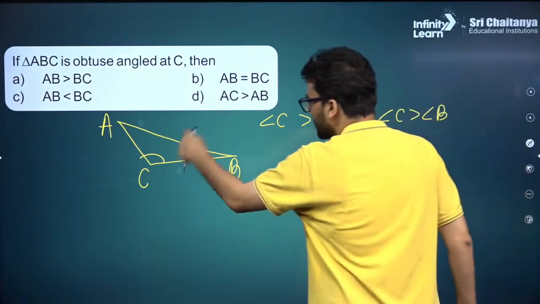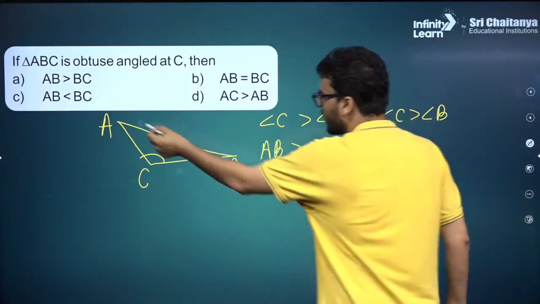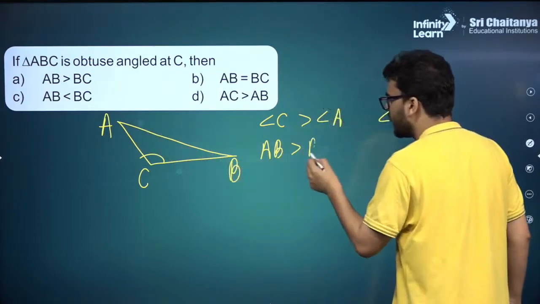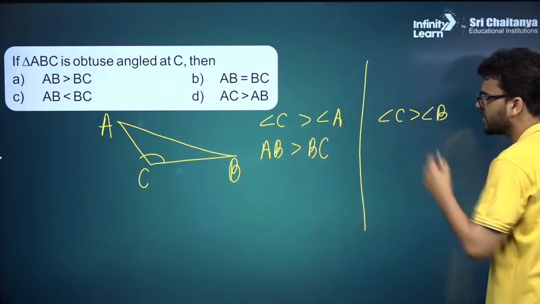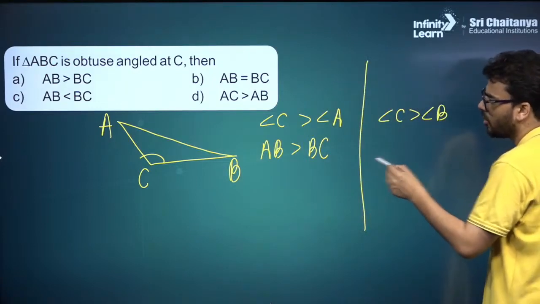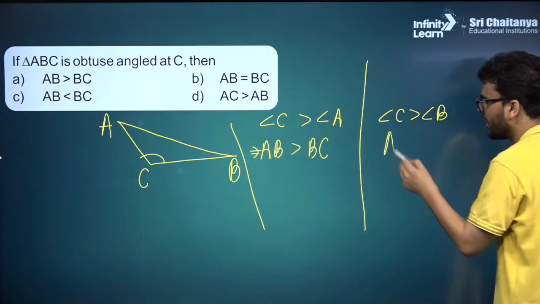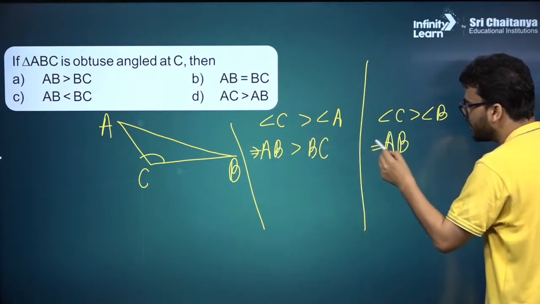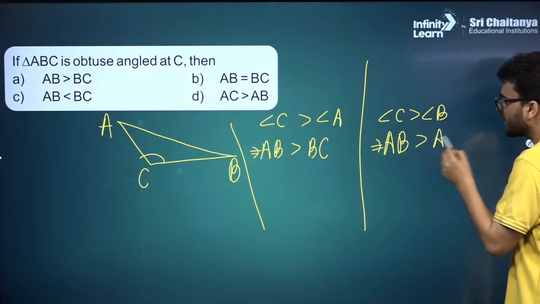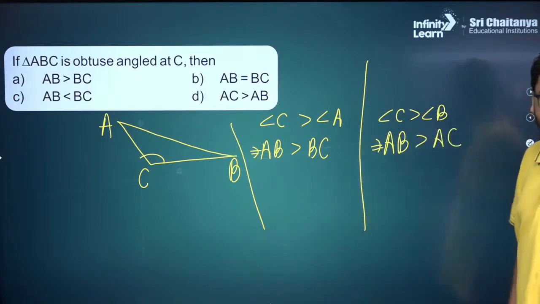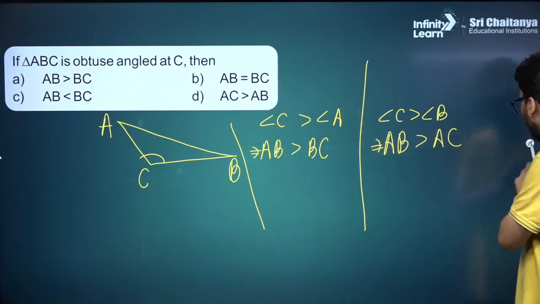So opposite to C you have got AB. So can I not say that AB is greater than opposite to A, you have got BC. So AB is greater than BC. In the same manner, opposite to C you have got AB over here, and AB will be greater than opposite to B you have got AC. So AB is greater than AC. So both of these are correct, you just have to match options. So AB is greater than BC is matching over here.